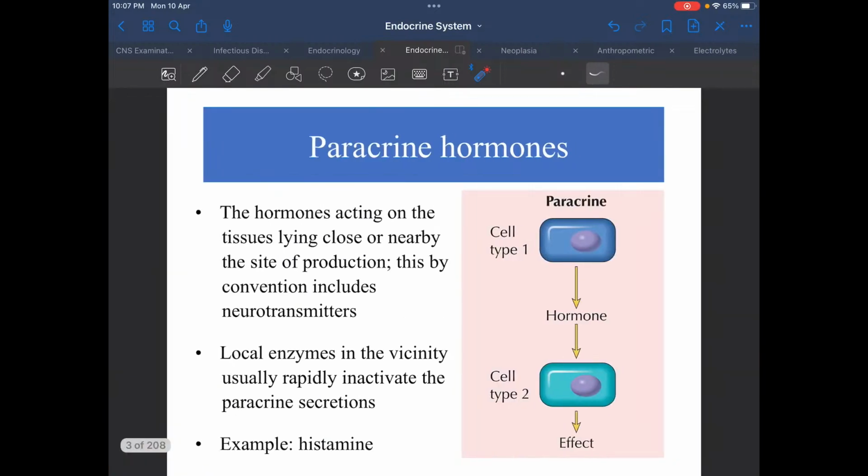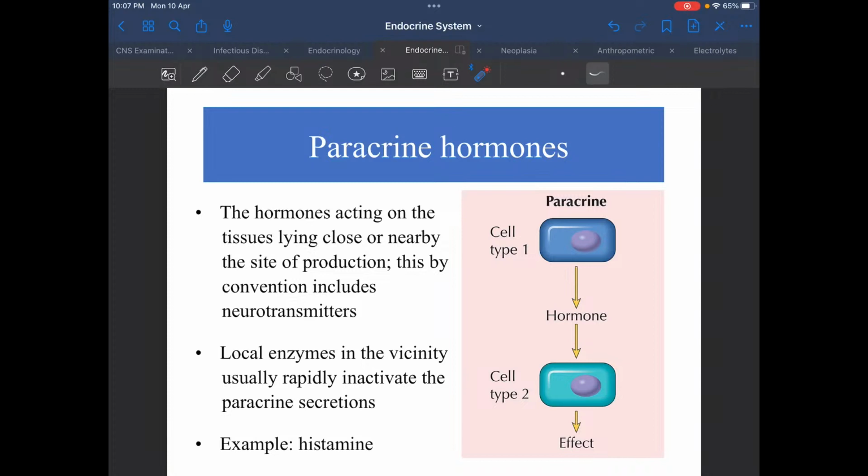The second way it can act is as a paracrine hormone. That means there is one cell type and there is another cell type. Cell type 1 secretes something and that acts on the other neighboring cell. It acts via diffusion and there is no blood vessel involved here. So it's a paracrine hormone. They're very close together. Examples might include neurotransmitters, or histamine. For example, histamine can be released and that can act to cause vasodilation.